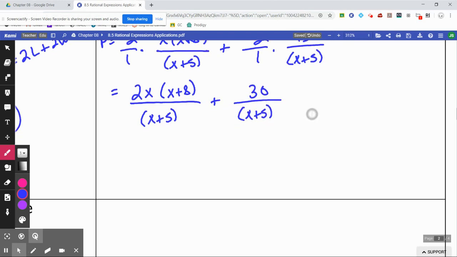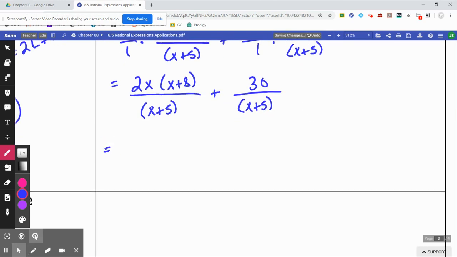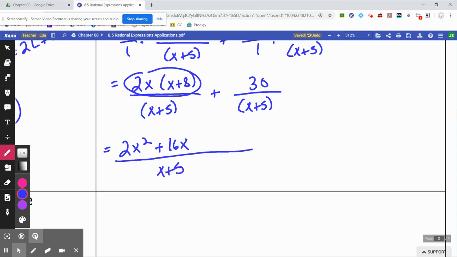It's so nice that we already have common denominators. So combine your like terms, or excuse me, distribute first. 2x times x is 2x squared. Then 2x times 8 will be a plus 16x. And since we have our common denominator, we could actually go ahead and write that over x plus 5 and just do the plus 30.